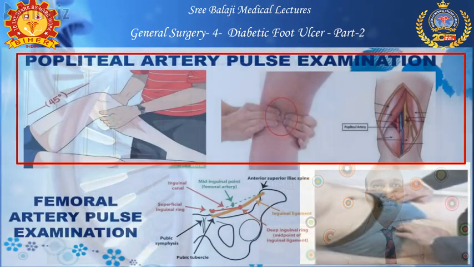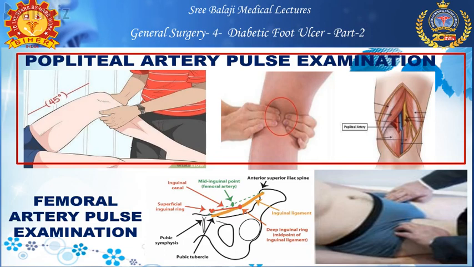both posterior tibial arteries should be felt simultaneously. Popliteal artery should be examined either in prone or in supine position by giving a firm pressure on the tibial tuberosity or the femoral condyle to palpate the pulse.